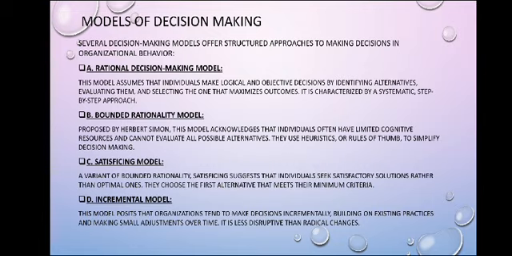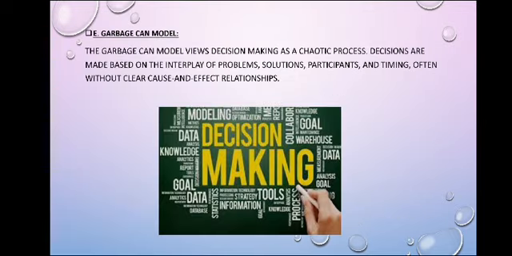Incremental model. This model posits that organizations tend to make decisions incrementally, building on existing practices and making small adjustments over time. It is less disruptive than radical changes. Garbage can model. The garbage can model views decision making as a chaotic process. Decisions are made based on the interplay of problems, solutions, participants, and timing, often without a clear cause and effect relationship.